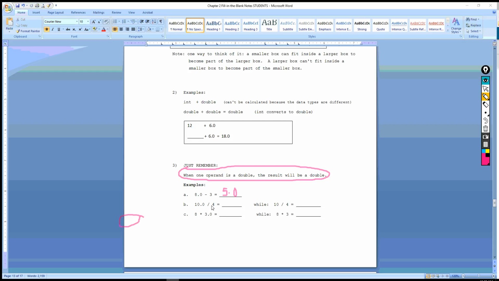So 10.0 divided by 4 in the calculator is going to be 2.5, and because one of the operands is a double, we keep the decimal. Here, you can still use the same calculator and get 2.5, but because these are both ints, you cut off that decimal and just put a 2. Down here, 8 times 3.0 is not 24, because an int times a double is a double, so it has a decimal. And 8 times 3 is just 24.